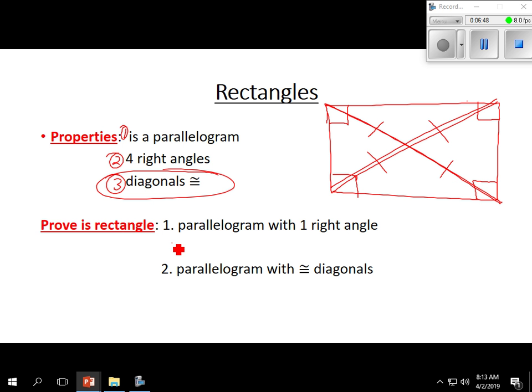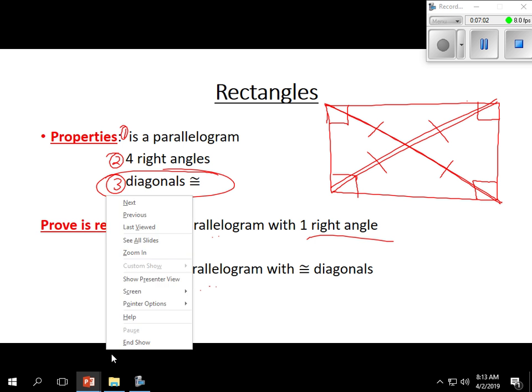And again, these are the ways to prove something is a rectangle. First, you got to know it's a parallelogram, and then if it has a right angle, then it's got to be a rectangle. If the diagonals are congruent and it's a parallelogram, then it's got to be a rectangle.